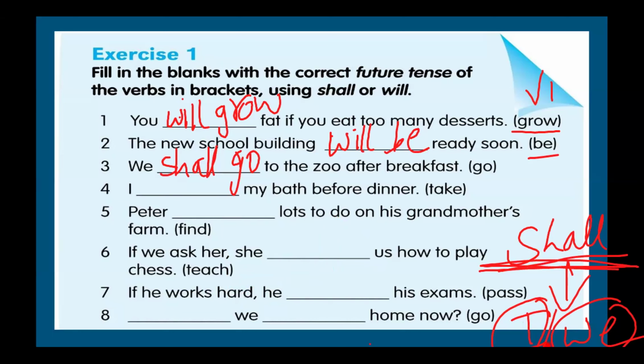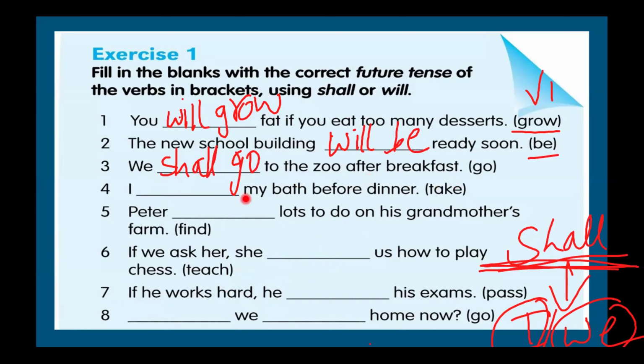Most of the time. Have you understood? If you use "We will go to the zoo after breakfast," that is also correct. "We shall go to the zoo after breakfast," that is also correct. Clear? Next one.